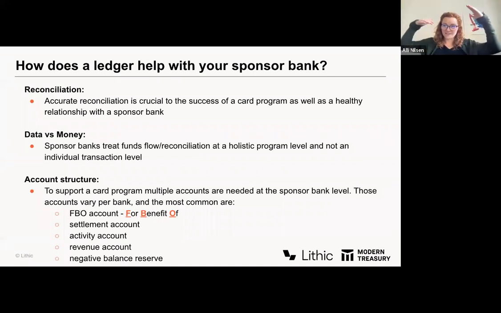So as data and the ledgers are changing up here, they want to see money move around the bottom to support your card program. And how they do that, again, at this holistic level, is by having not just one account, but a plethora of accounts to support this. I'm going to be fully honest, I've seen certain account structures at banks to support card programs as few as 3 to 5 accounts.